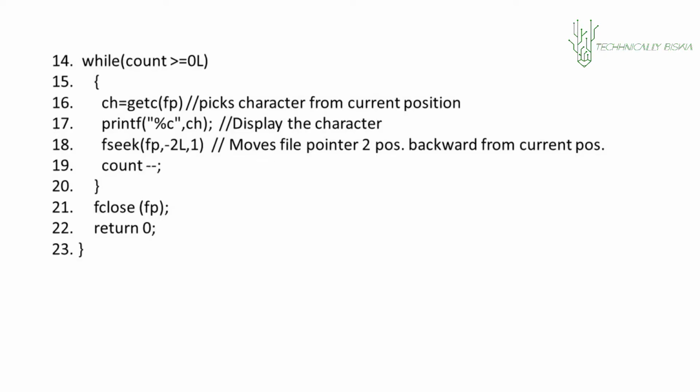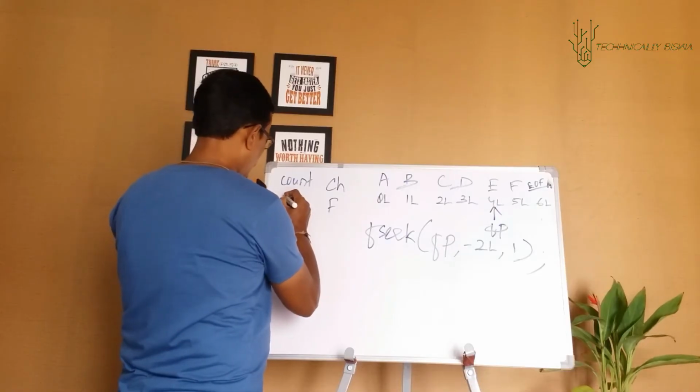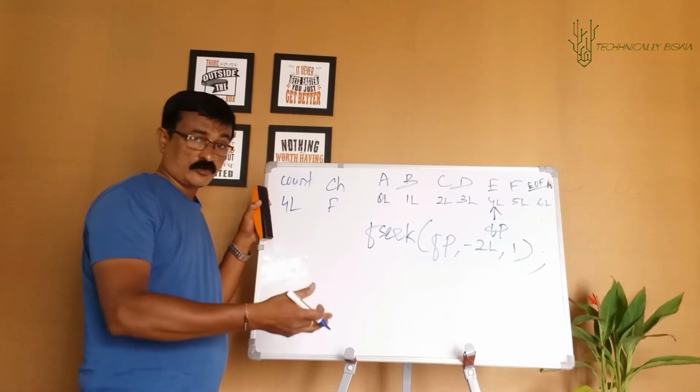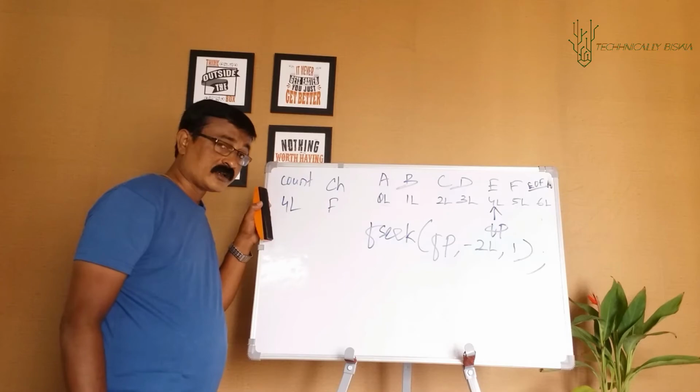Next, what do I do? I go for count minus minus, that is to run the loop. So what will be the value of count? Come back to the board. Count will be 4L, and the loop continues because the loop condition was while count greater than or equal to 0L.